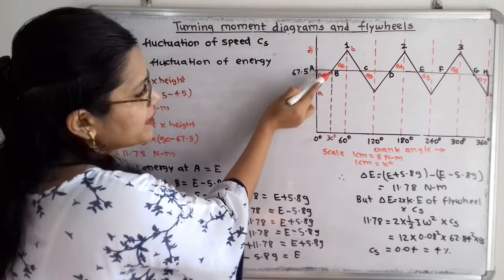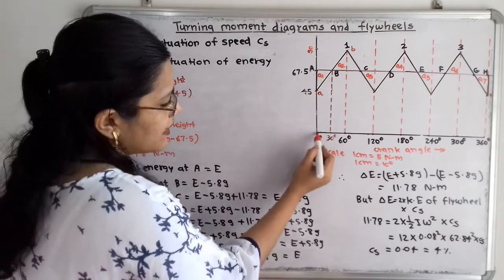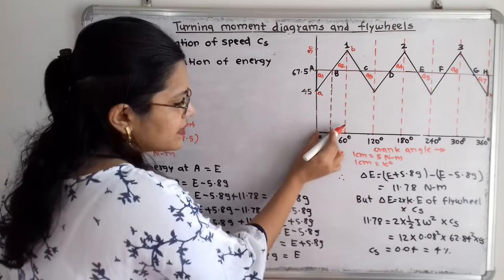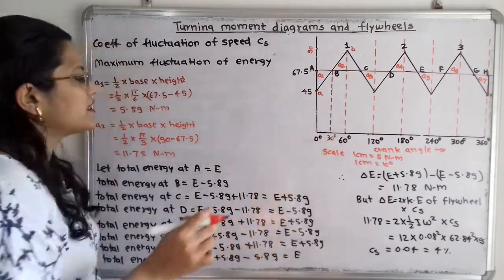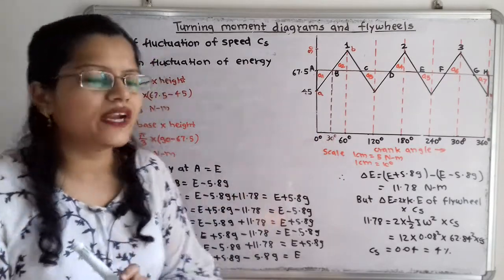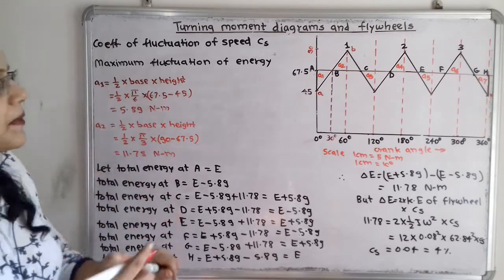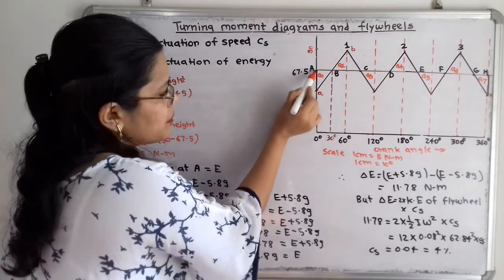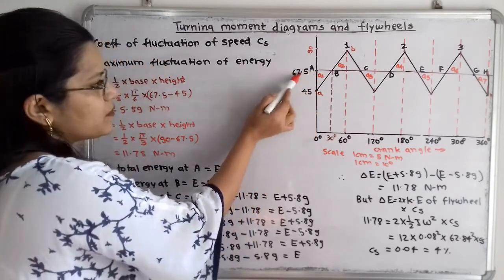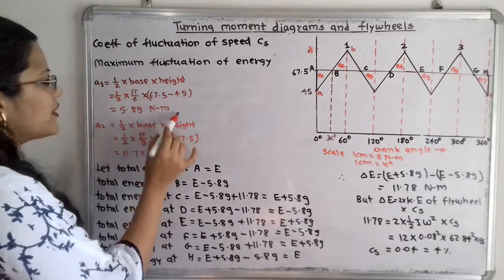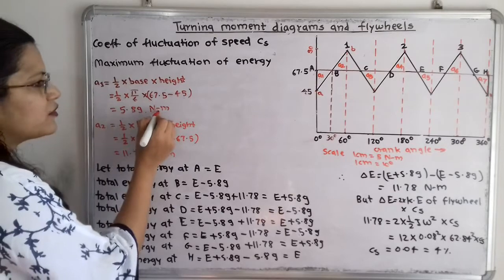So for this point B I have to extend this line in the vertically downward direction, and if I measure this length then it is equal to 3 centimeter and it is nothing but 30 degree. So for this 30 degree I have to convert into rad, that is pi by 6. So half multiplied by pi by 6 multiplied by height. So this height is from this capital A to small a distance, which is equal to 67.5 minus 45. So if I calculate this I will get the area A1 is equal to 5.89 Newton meter.